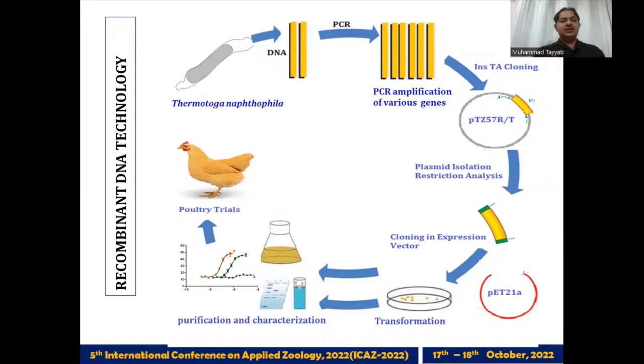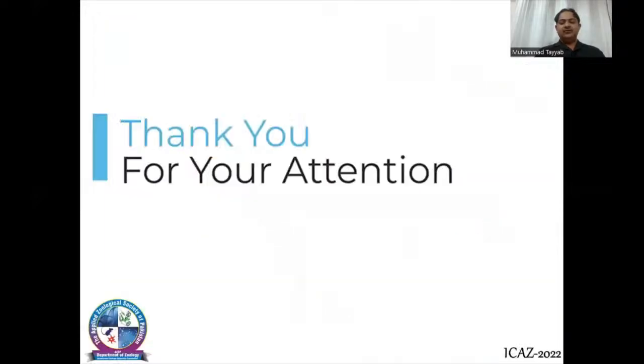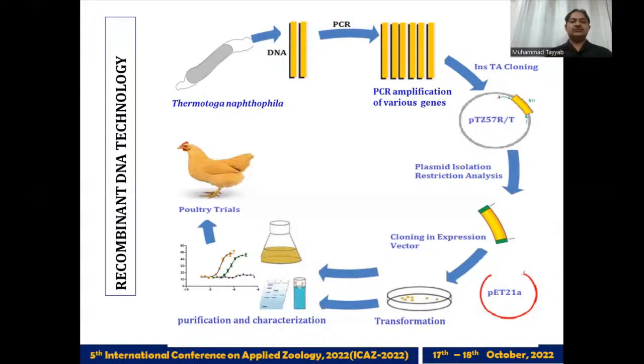For example, first of all, we must have the hyperthermophilic strain that will be required for the isolation of genomic DNA. Once we have the genomic DNA, we can utilize that genomic DNA for the amplification of the gene of interest by the polymerase chain reaction. Then once we have the amplified PCR product, we can utilize these products.